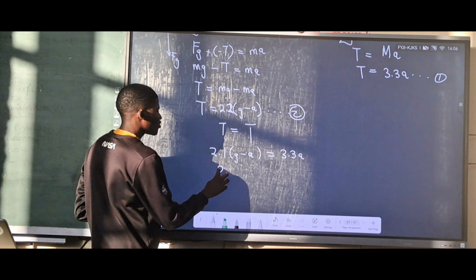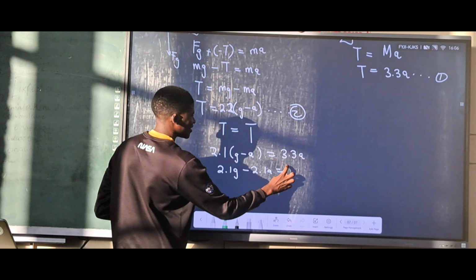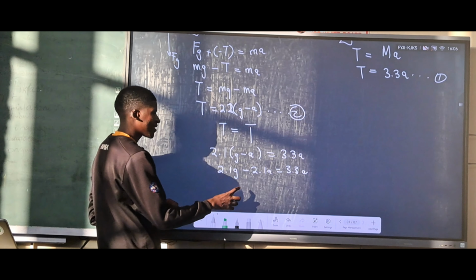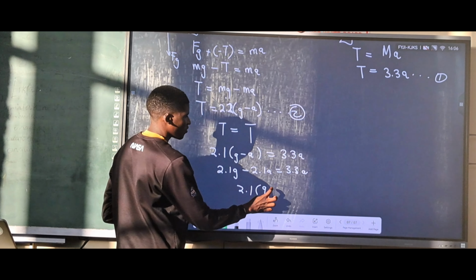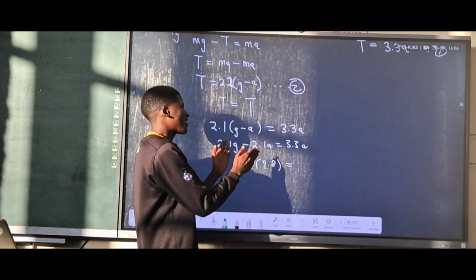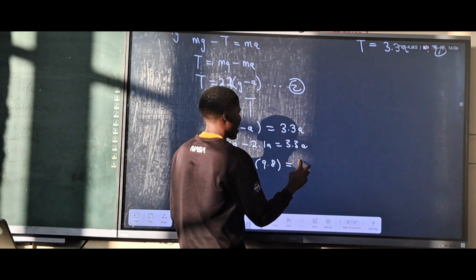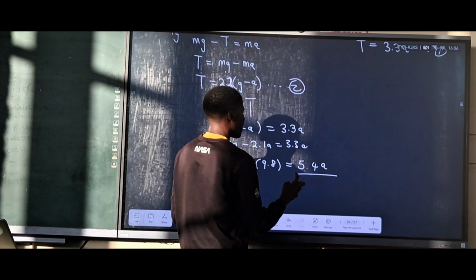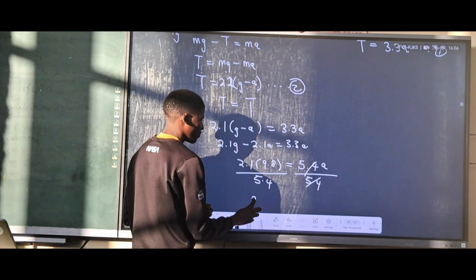So here it's fine. This is 2.1 times the gravitational acceleration minus 2.1 times acceleration is equal to 3.3a. And then from here, take the like terms and put them on one side. 2.1 times the gravitational acceleration is given by 9.8. I'm substituting now. Obviously, you're going to transpose this to become plus. 3.3 plus 2.1 is 5.4a. Then divide by 5.4 on both sides.